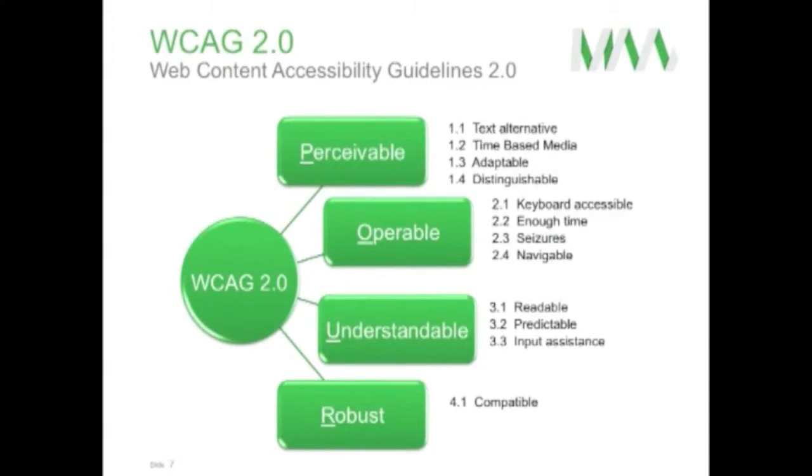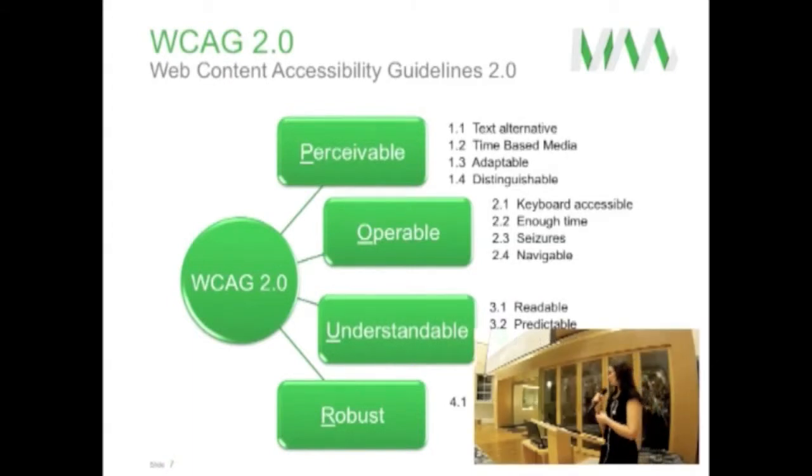That information is understandable, and a lot of these also cross over into that usability space. So the idea that information is predictable, we sort of predict where menu items are going to be, and that kind of thing, that also comes into this. And that information is robust, which essentially means it can be used with different technologies and different assistive devices as well.